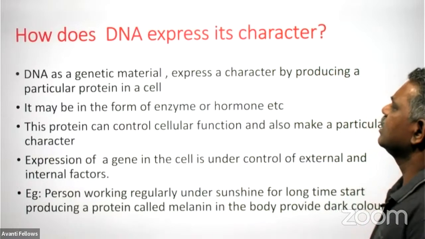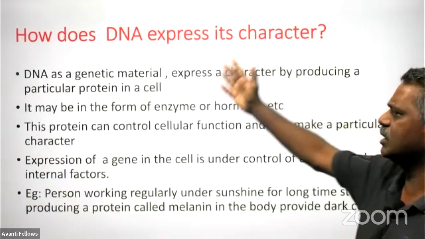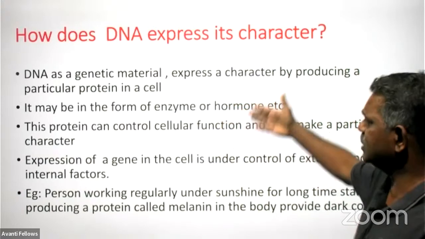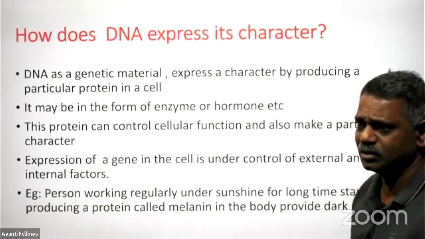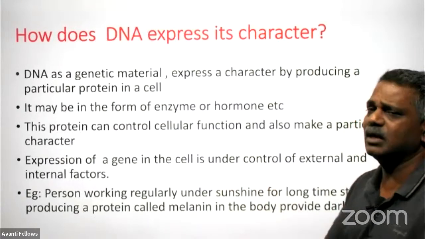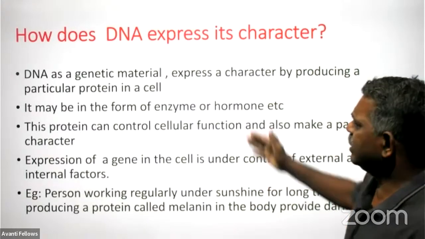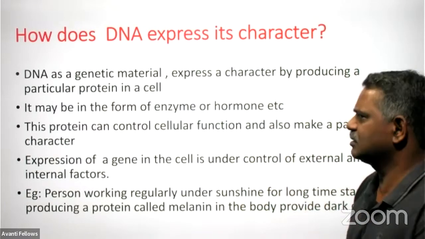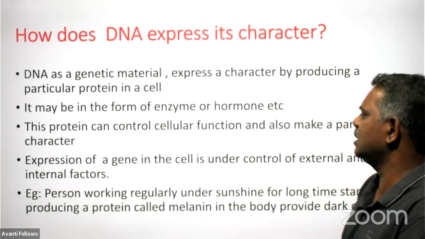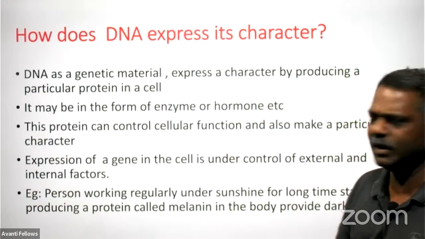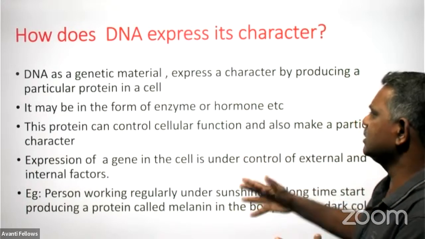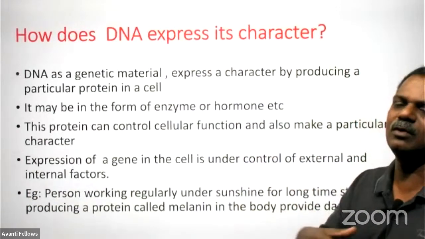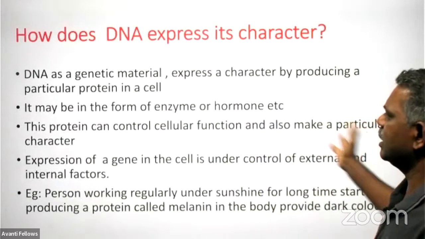DNA as a genetic material expresses character by producing a particular protein in a cell. It may be in the form of enzymes, or some proteins are produced in the cell in the form of hormones. You know how these enzymes and hormones work in our body, right? Then this protein can control cellular functions and also make a particular character. The protein present in the cell may be in the form of enzymes or hormones, and by using the enzymes and hormones, the individual is able to control the cellular functions and also make a particular character.